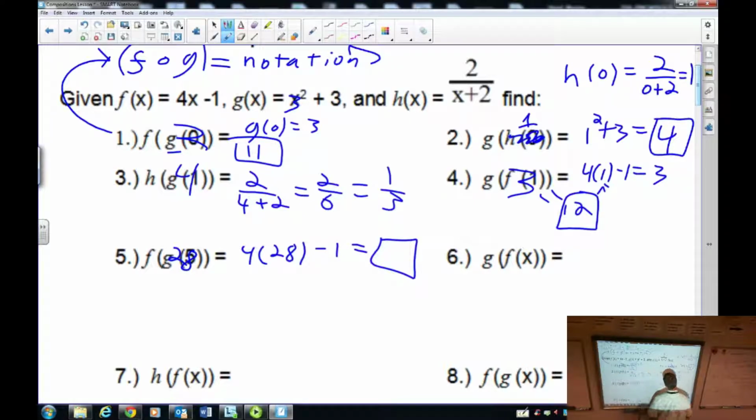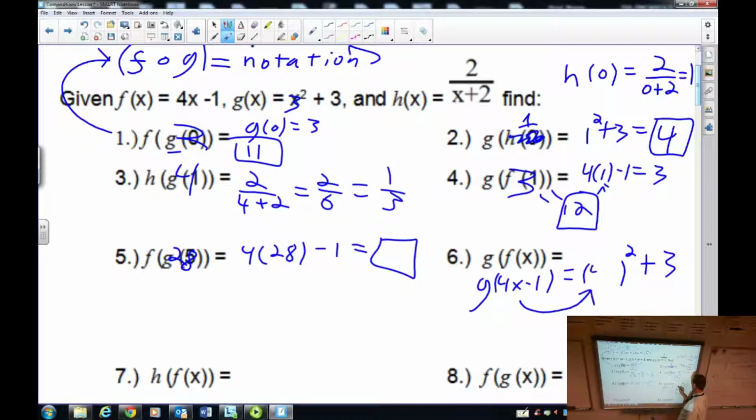Okay, so for number 6 now, we're going to have to do f of x, which is 4x minus 1. And so 4x minus 1 is going to go inside of g, and g is x squared plus 3. So inside of our x squared plus 3, we're going to replace x with the 4x minus 1. It looks like there's 2 of them, so I'm going to have to do 4x minus 1 times 4x minus 1 plus 3.